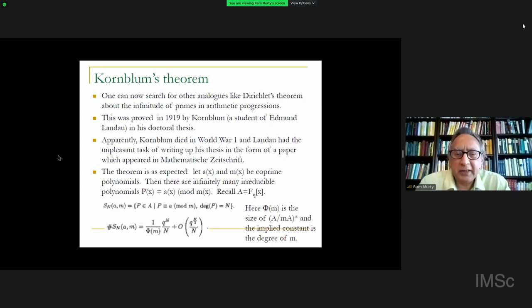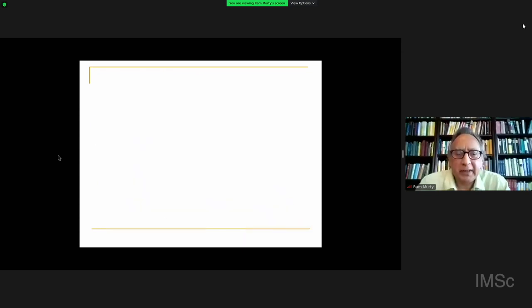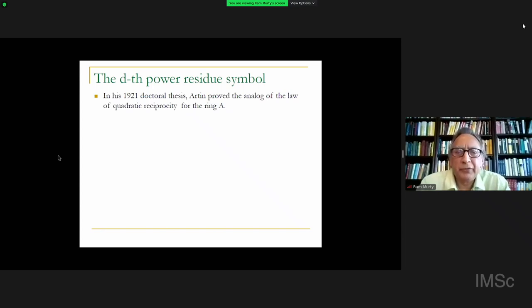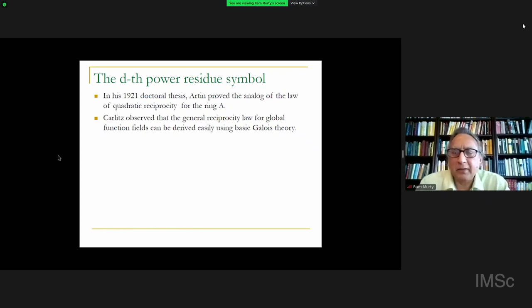And as you can see, the classical theorem of Dirichlet on primes in arithmetic progressions goes back to something like 1860. And then we have Kornblum's theorem appearing in 1919. Now, the dth power residue symbol was introduced in Artin's doctoral thesis in 1921. Carlitz observed that the general reciprocity law for global function fields can be derived easily using basic Galois theory.